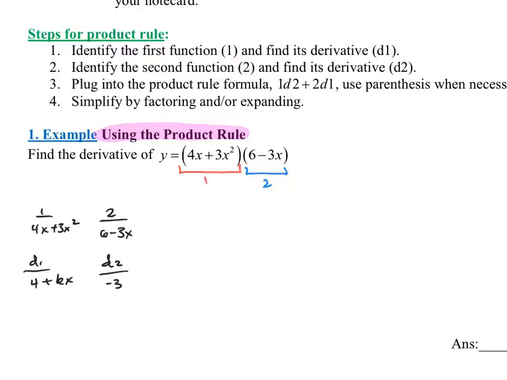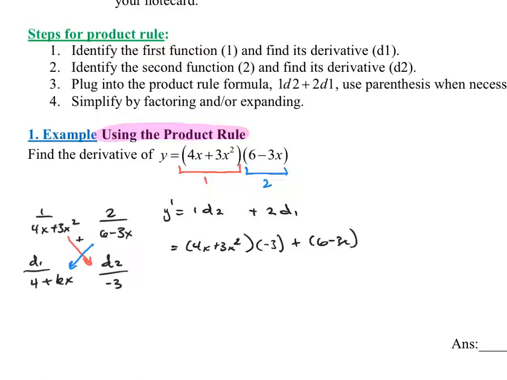So what's the beauty of the product rule? The product rule allows us to go the first times the derivative of the second plus the second times the derivative of the first. That's what the product rule is. First times the derivative of the second, so y prime would equal 1 d2 plus 2 d1. So let's just plug those in. The first was 4x plus 3x squared. The derivative of the second is negative 3. The second function is 6 minus 3x, and the derivative of the first function was 4 plus 6x.